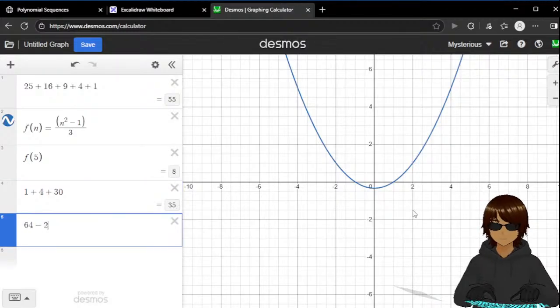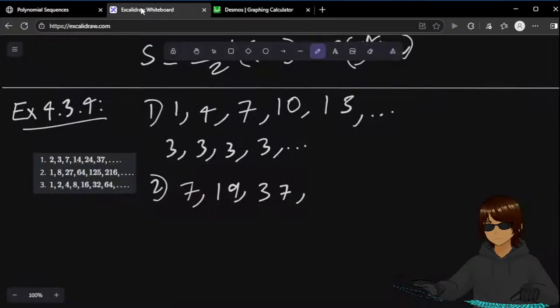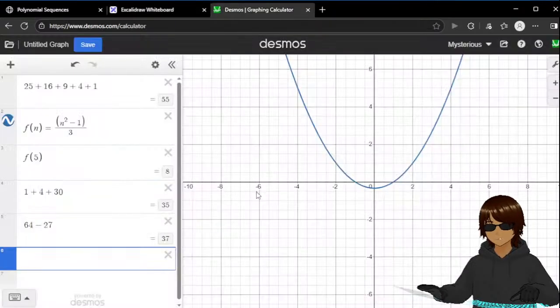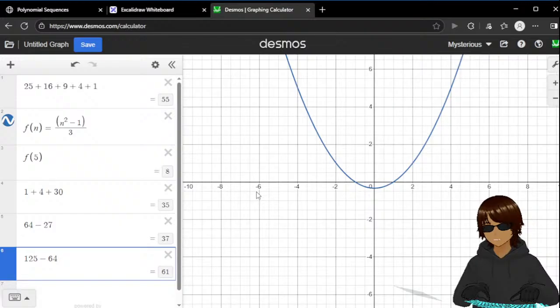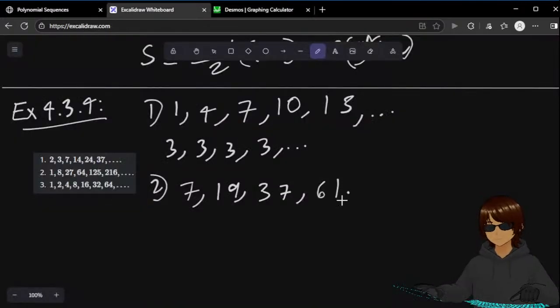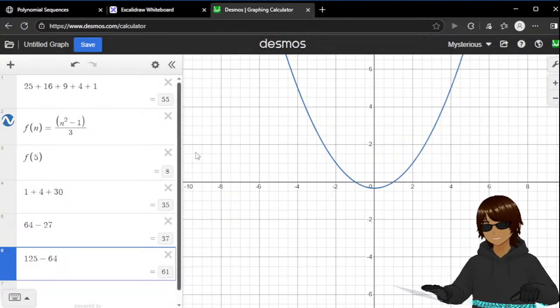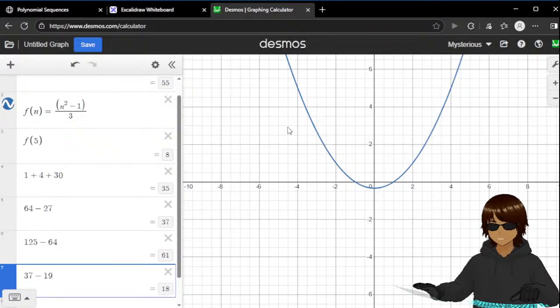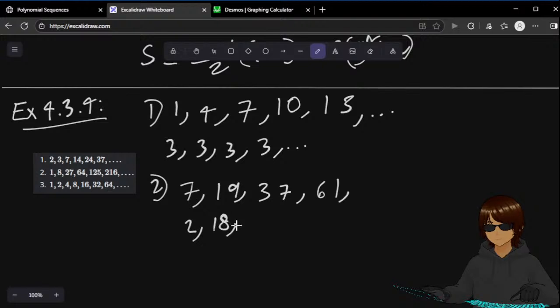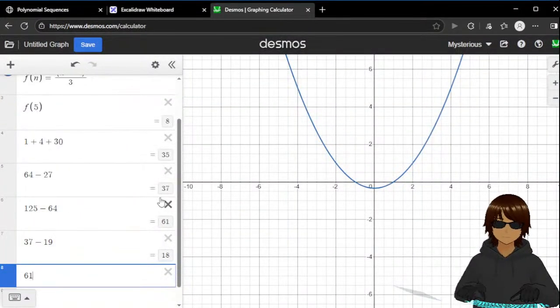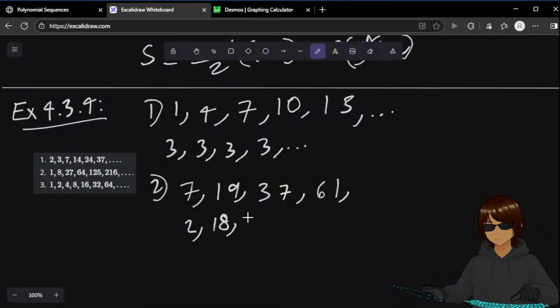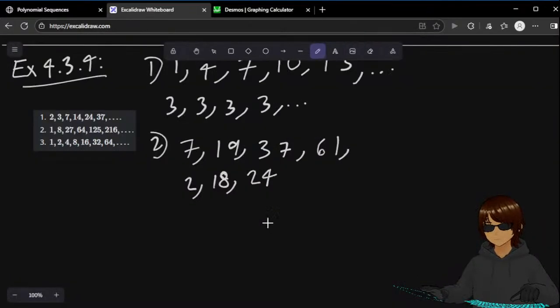64 minus 27. 125 minus 64 is 61. 19 minus 7 is 12. 37 minus 19 is 18. 61 minus 37 is 24. 24 minus 18 is 6.